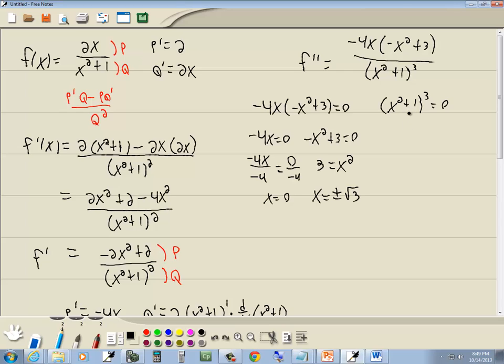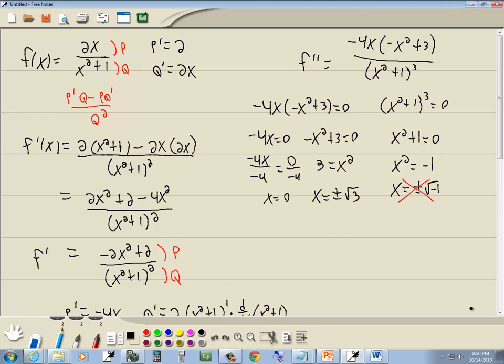Now here, if you have parentheses to a power equal to 0, you can drop the power. So this becomes x squared plus 1 is equal to 0. Take the 1 over, it becomes a negative 1. And the square root property says you drop your squared and you put a plus or minus square root on the other side. But there's a problem here. A negative inside of a square root gives us an i. We don't want any i's.